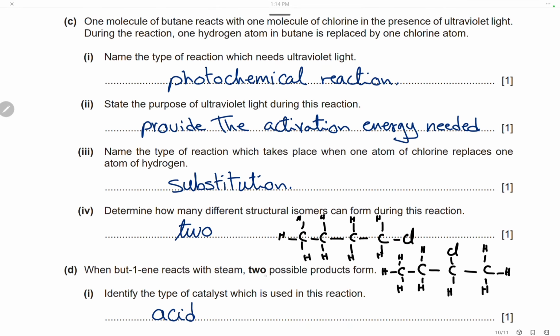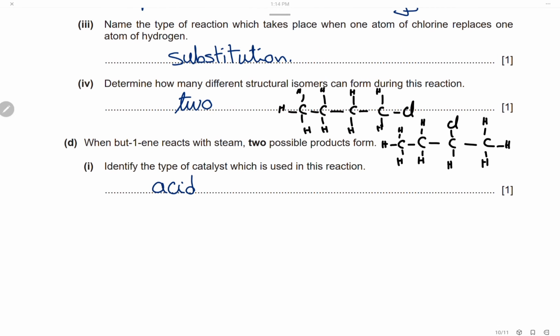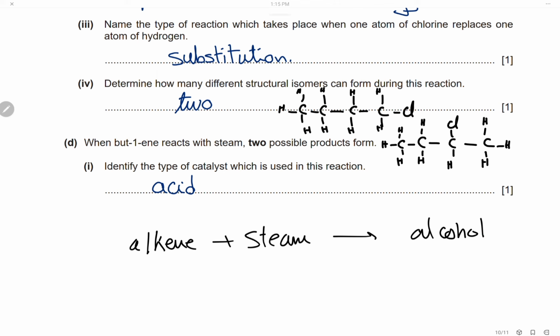When but-1-ene reacts with steam, two possible products are formed. Identify the type of catalyst which is used in this reaction. But-1-ene is an alkene. It reacts with steam to produce alcohol. We know that the condition needed for this reaction includes a catalyst which is phosphoric acid. Here he is asking about the type of catalyst, so the type of catalyst will be just acid, because he's not asking for the name of the catalyst. Two products are formed, which are two isomers of the alcohol, but the catalyst needed is acid.